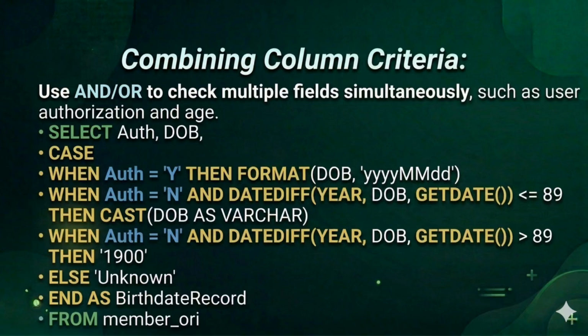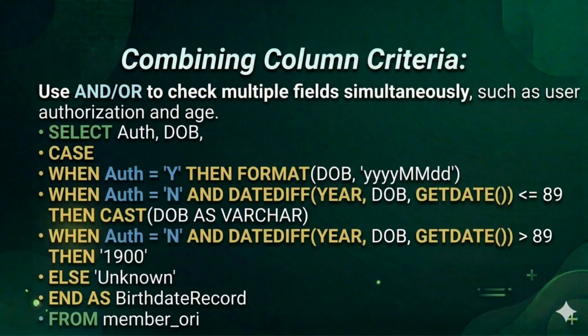Combining column criteria in SQL with CASE plus AND/OR logic to build smarter SQL transformations. We start by selecting the auth status and DOB fields from the member table. Next, the CASE statement applies different rules based on authorization and age.